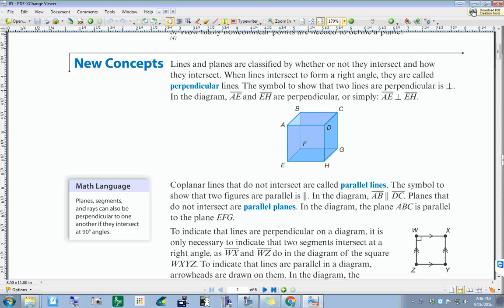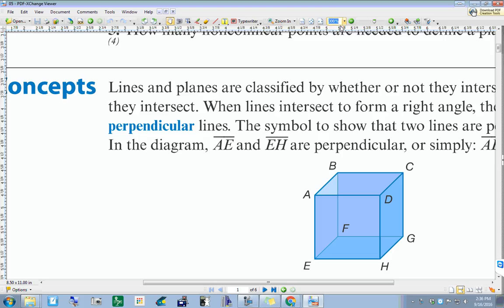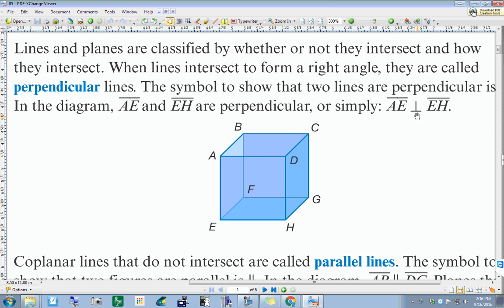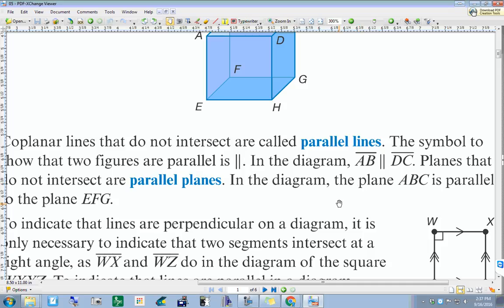So, new concept. Now, I would almost bet that every one of you knows what these symbols are. What's that symbol mean? Upside down T, that means perpendicular. Oh, well, do you know it now? Okay. So now when you see that little upside down T, that means that things are perpendicular.